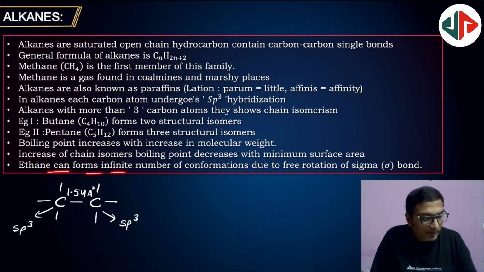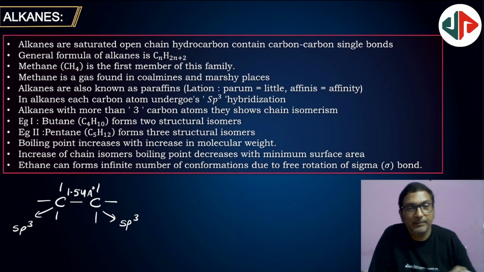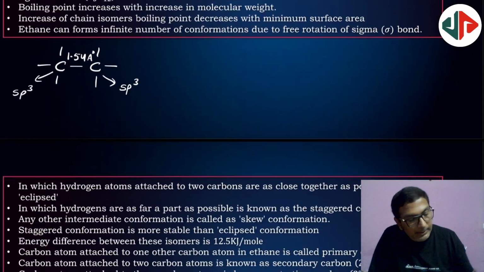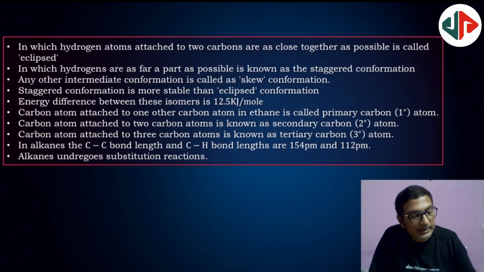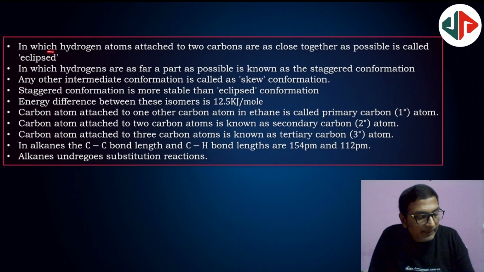So ethane can form infinite number of conformations due to free rotation about carbon-carbon single bond. But two extreme conformations are possible, eclipsed and staggered. Staggered is more stable when compared to eclipsed. Next points. The one in which hydrogen atoms attached to two carbon atoms are as close together as possible is eclipsed.